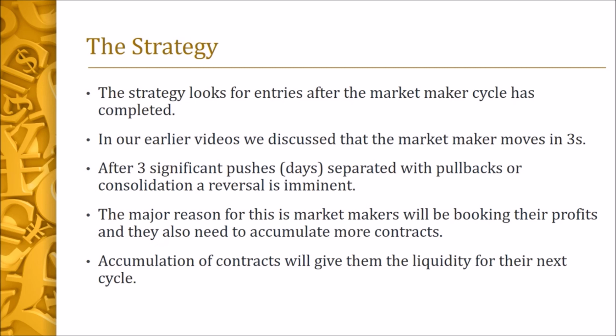The strategy looks for entries after the market maker cycle is completed. In our earlier videos, we discussed that the market maker moves in threes. After three significant pushes, which might be days, separated with pullbacks or consolidation, a reversal is imminent. The major reason for this is the market makers will be booking their profits, and they also need to accumulate more contracts. Accumulation of contracts will give them the liquidity for their next cycle.